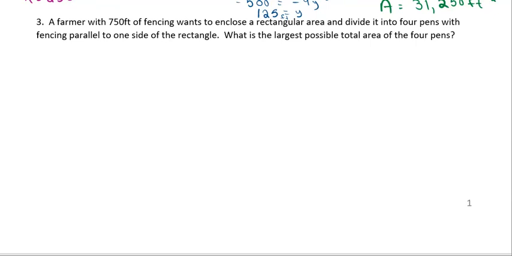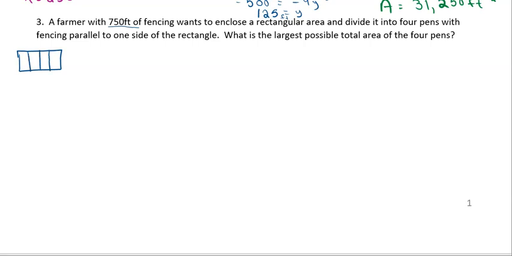All right, so let's read that again and let's see if we can draw ourselves a picture. A farmer with 750 feet of fencing. So that sounds like a perimeter question again. Wants to enclose a rectangular area. So here's my rectangular area. And divide it into 4 pens with fencing parallel to one side of the rectangle. So we want to divide this into 4 pens.